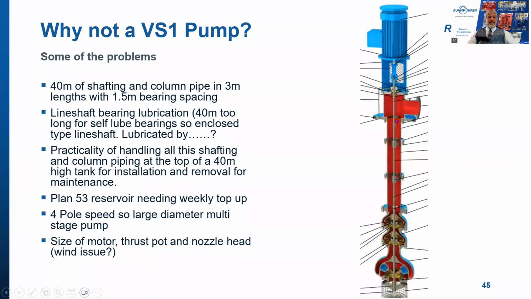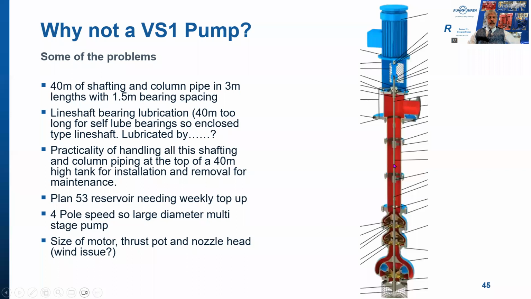The practicality of handling all this shafting and column piping at the top of a 40-meter high tank for installation and removal for maintenance. You'd need a Plan 53, double seal with Plan 53. You'd have a reservoir up here at the top of a 40-meter high tank, and that needs weekly top-up.